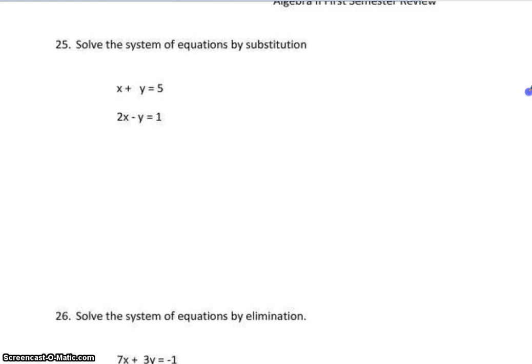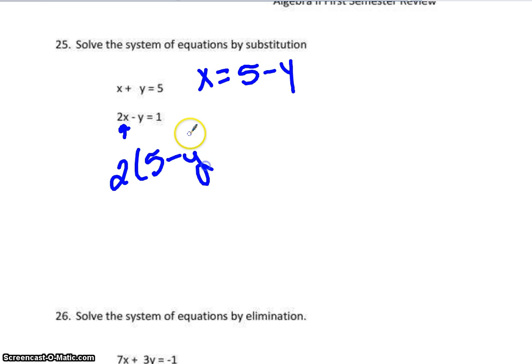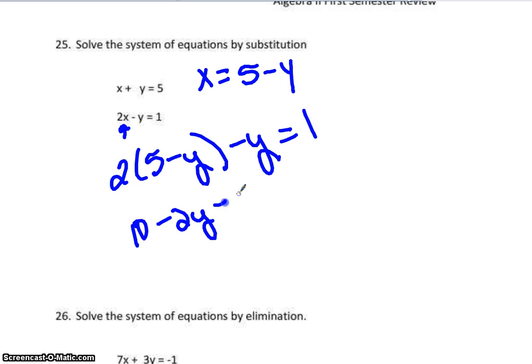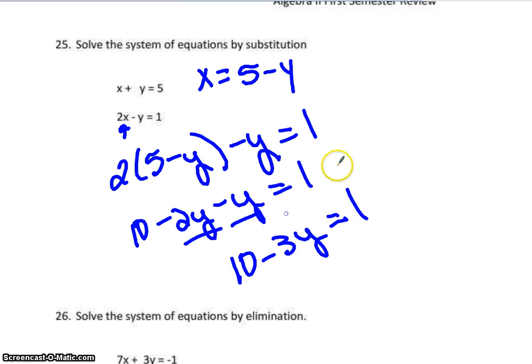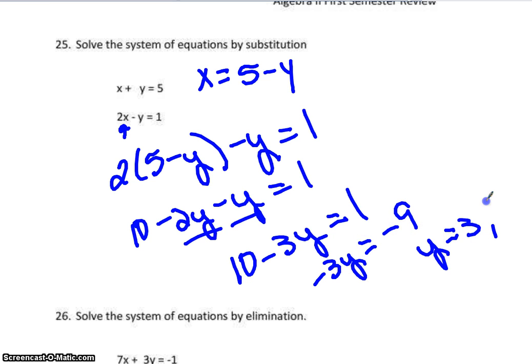number 25, solve by substitution. You have to get something by itself. If you get x by itself, x is equal to 5 minus y. This goes into the other equation in the x spot. 2 times 5 minus y equals 1. Distribute your 2. 10 minus 2y minus y equals 1. Combine your like terms. 10 minus 3y equals 1. Move your 10. Negative 3y equals negative 9. Divide by negative 3, y is equal to 3.